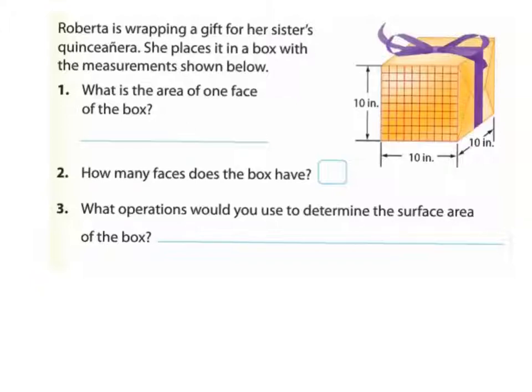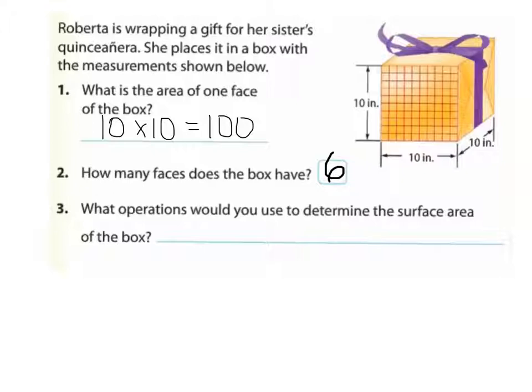The area of the face is 10 times 10. 10 times 10 is 100. So the area of the face is 100. How many faces does the box have? Remember, it has 6 sides.